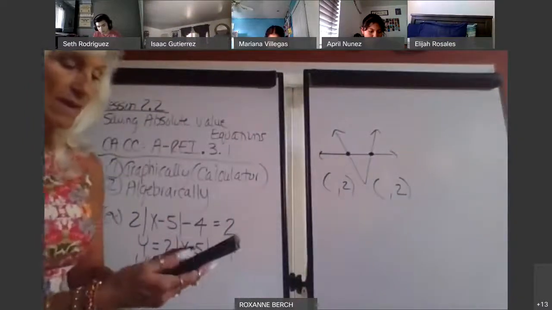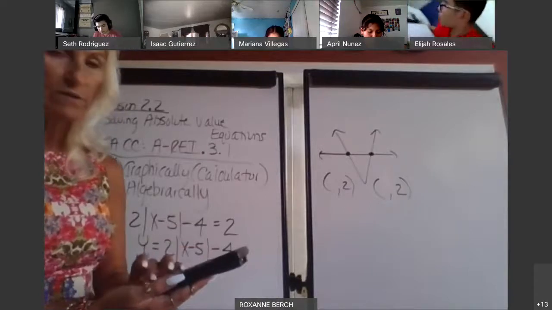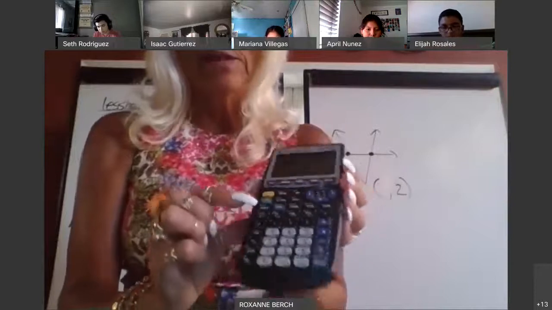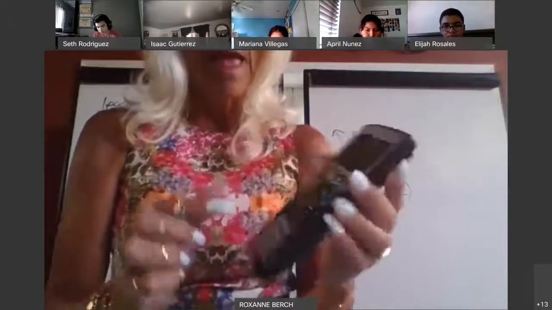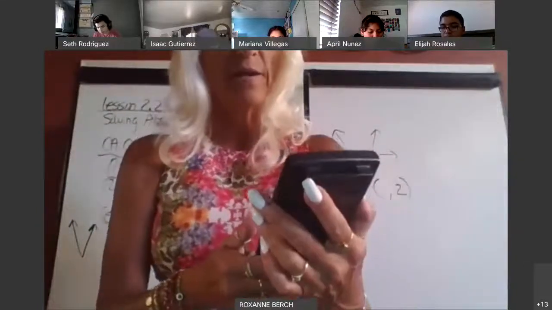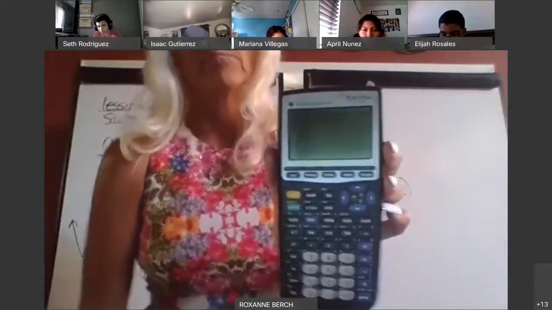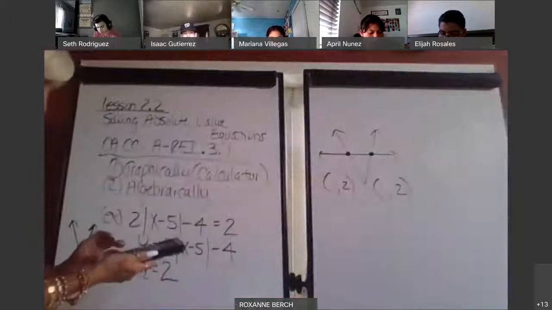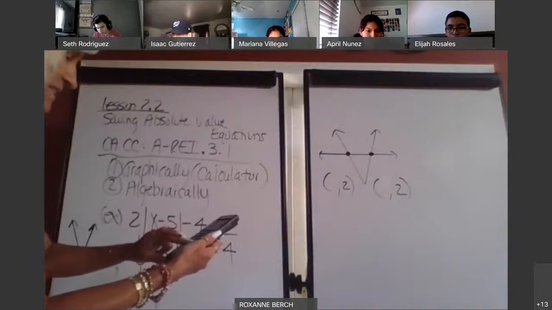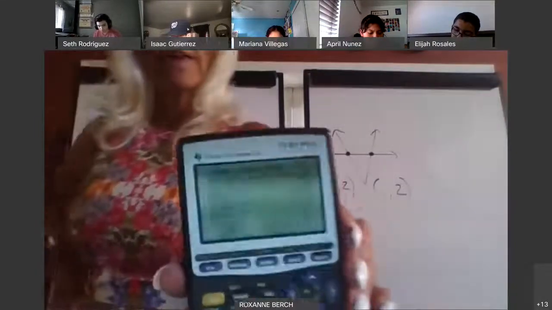in. Now, if there's something in your calculator already, clear it out, but you're going to put in 2, and the absolute value is under the math key. So you pick the math key and move your arrow over to num and pick, I'm sorry, pick absolute value 1. Okay, then you're going to put in x minus 5, x is the alpha key, minus 5, parenthesis, minus 4. So it should look like this.